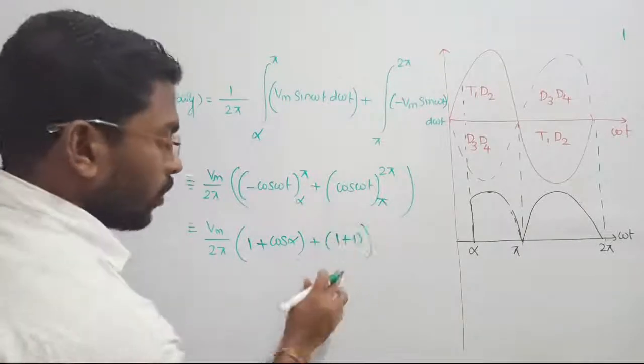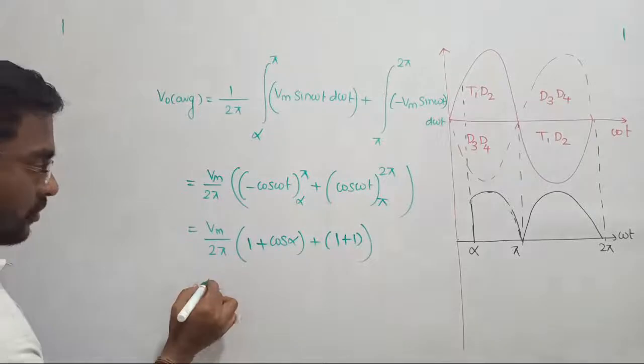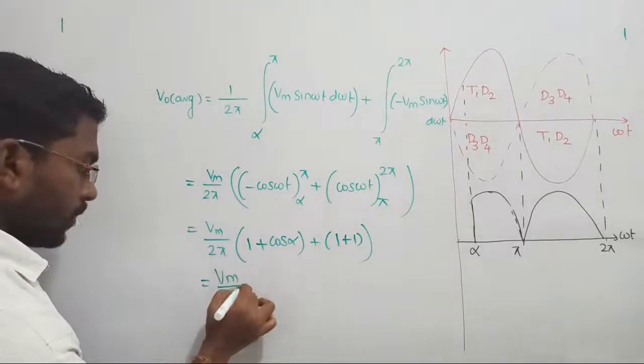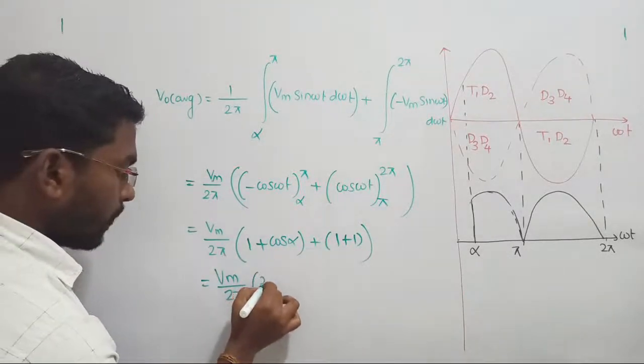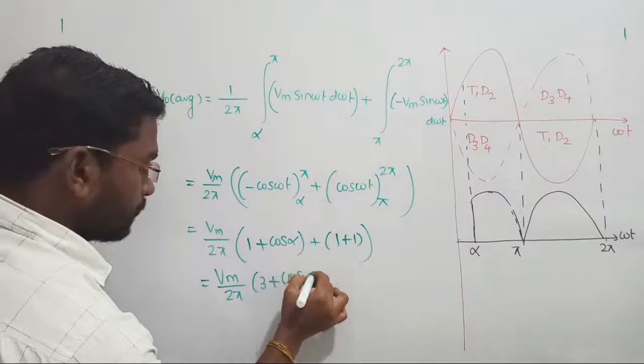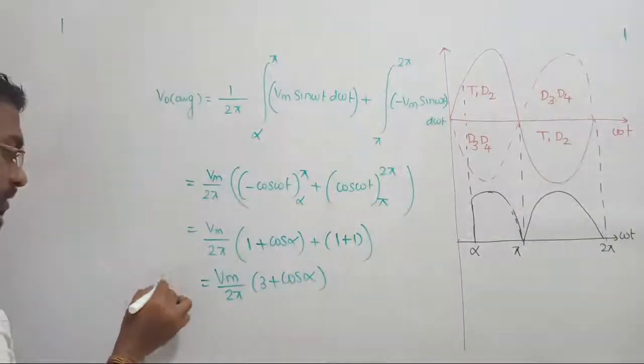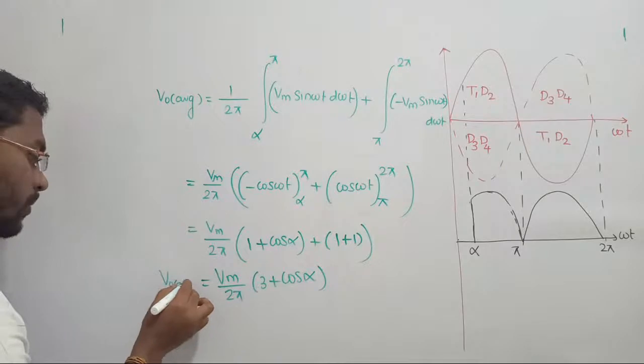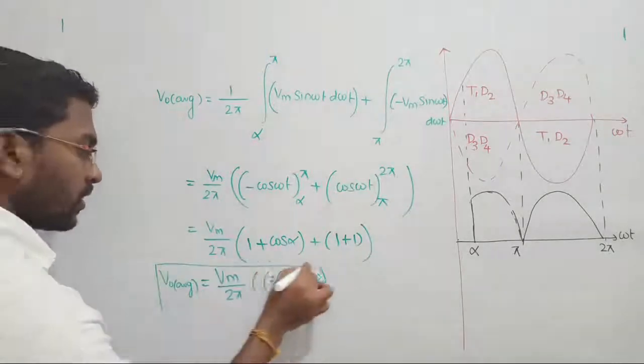What is the total value? 1 plus 1 is 2, 2 plus 1 is 3. So the answer is Vm by 2 pi into 3 plus cos alpha, which is the correct answer. Clear? That is the correct answer for C. That is what I told you. You have to understand. Don't memorize anything.